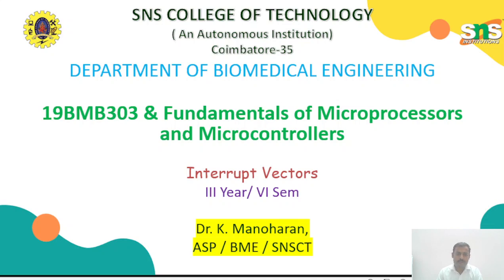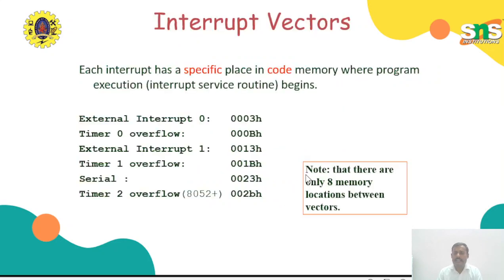So today in class we are going to discuss interrupt vectors. We already learned that we have 5 interrupts: external interrupt 0, timer 0, external interrupt 1, timer 1 and serial interrupt. Timer 2 will be available in 8052. We need interrupt vectors because whenever an interrupt occurs, the interrupt service routine will be executed. How will that routine be executed? By using the interrupt vector address. For each interrupt we allot some locations, so whenever that interrupt occurs, the program at the corresponding location will be executed.